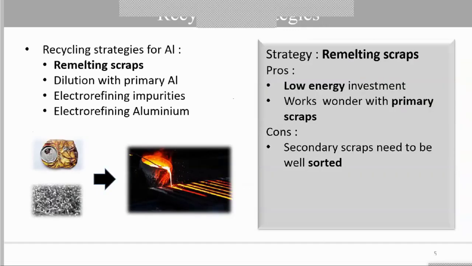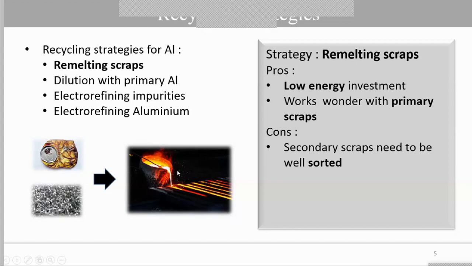So we're going to see four strategies to recycle aluminum alloys from scraps and others. The first strategy is to remelt the scraps. The pro of this strategy is that it's a low energy investment. All you have to pay in terms of energy is the melting process. And it works wonders with primary scrap from inline manufacturing plants, because you're basically remaking the same alloy that you already needed. The con is that if you use secondary scraps, they need to be well sorted, or else you're going to have a mixed bag of scraps with not necessarily interesting composition and interesting properties in the end.